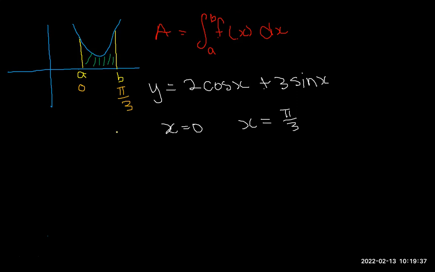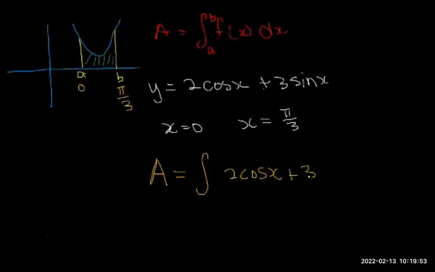From there, all you need to do is apply your rule. So the area is equal to the integral of f of x. F of x would be the curve, right? So in this case, we're trying to find the integral of 2 cos x plus 3 sin x. This is with respect to x, so we put the dx. My upper limit, I just said, is pi on 3 because that's the bigger number. My lower limit is 0.